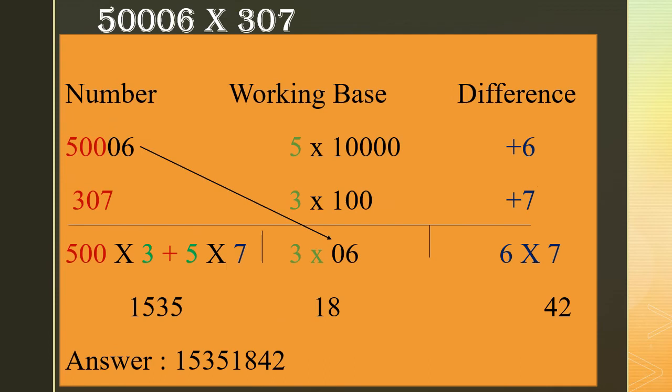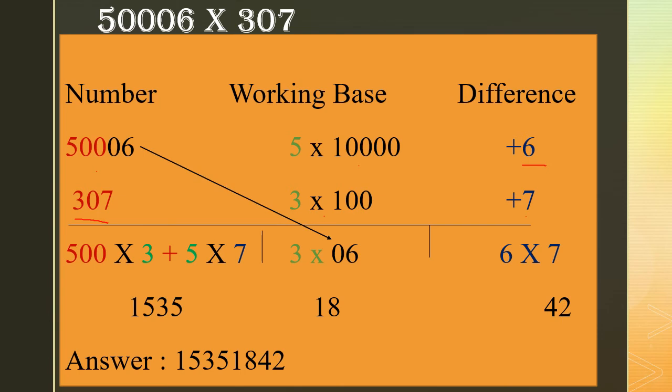Now, the last example: 50,006 multiplied by 307. For the number 50,006, we are taking the base as 50,000, written as 5 into 10,000, and the difference would be plus 6. When we add 6 to 50,000, we get 50,006. For the number 307, the working base is taken as 300 and the difference from the base would be plus 7. That means when we add 7 to 300, we get 307.